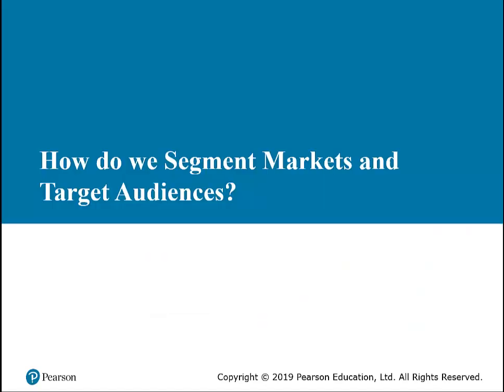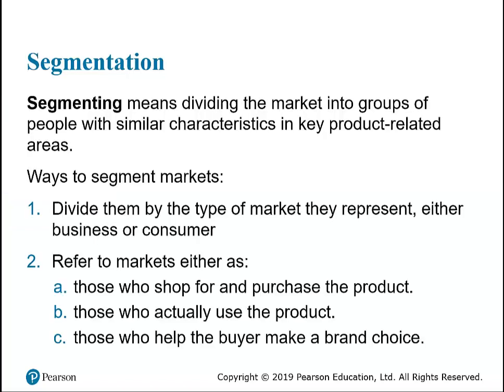How do we segment markets and target audiences? Segmenting means dividing the market into groups of people who have similar characteristics in certain key product areas. Market segmentation is an approach to more precisely match customer needs and wants with products. Niche markets are tighter subsegments of a more general market segment.